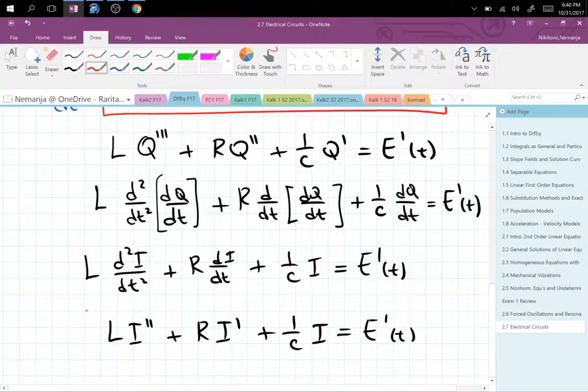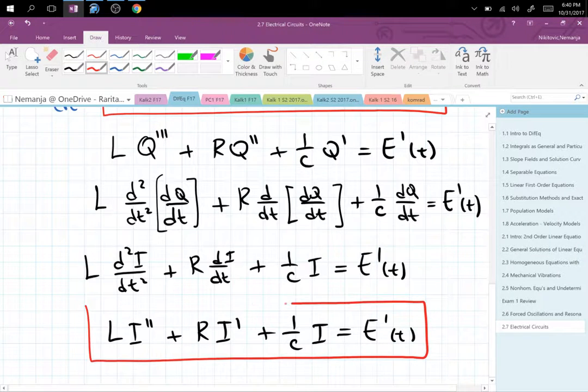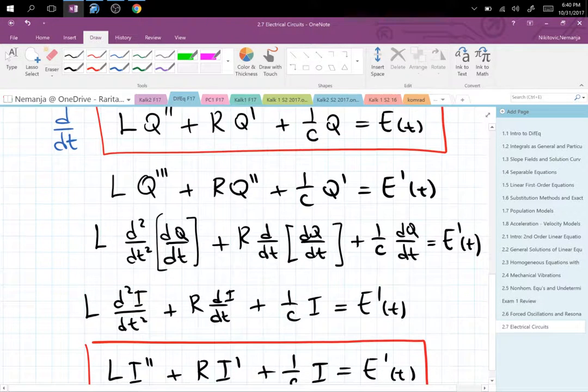And that's the equation that we want to use for electrical circuits. So you have one for charge, but you also have one in terms of the current. It's the same equation, just in a different variable.